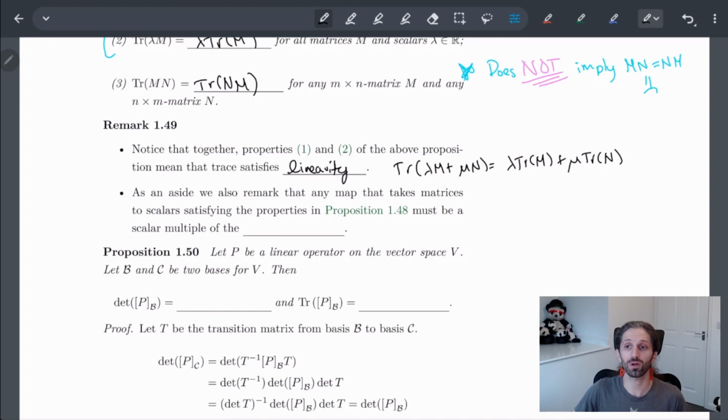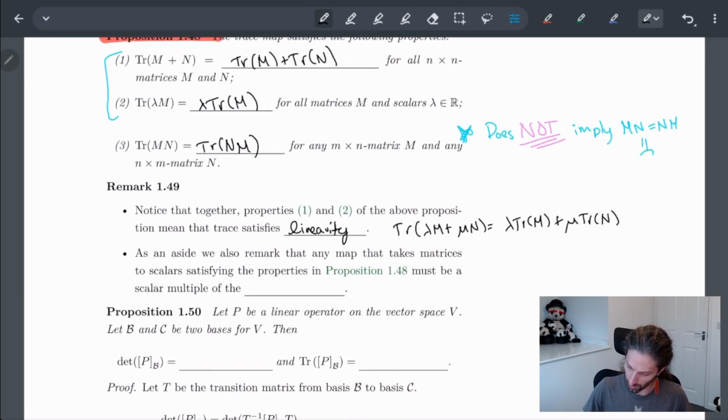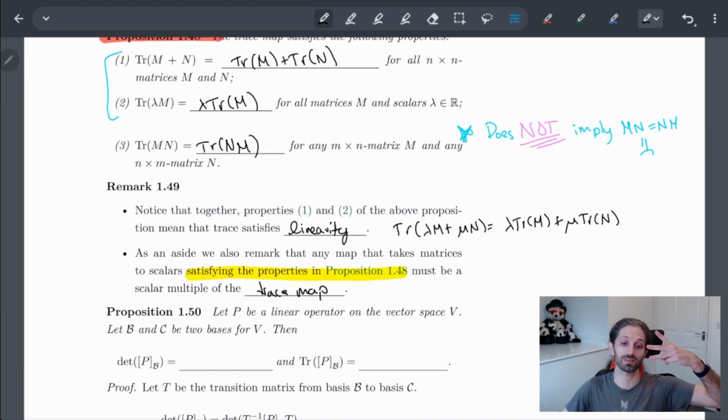As an aside, we're also going to remark that any map that takes matrices to scalars and satisfies these three conditions, satisfies proposition 1.48, then this must be a scalar multiple of the trace map. So anything that satisfies these three properties gives us, in some sense, the trace map up to scalar multiple.